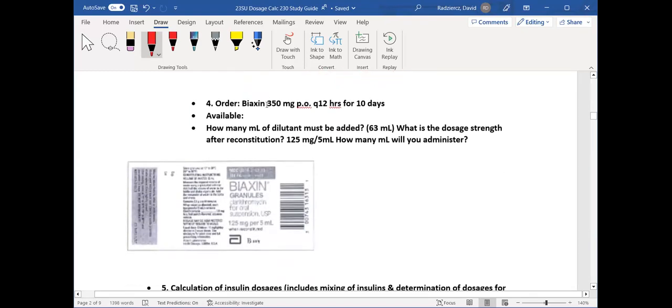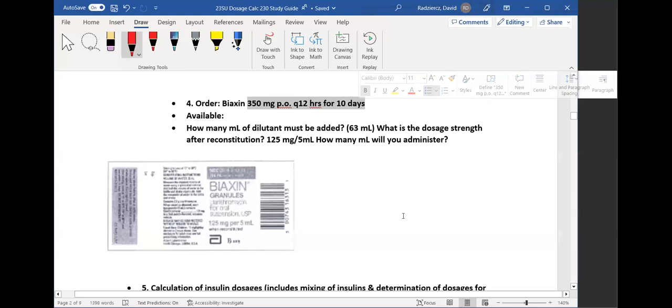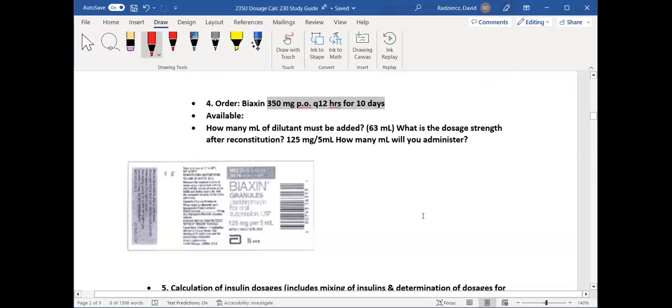This is a similar question. Now here it doesn't really tell us what this is. It just tells us, 350 milligrams by mouth every 12 hours. And then it has some other questions. So this is kind of like a reconstitution question, sort of, but I think the way this question was put together wasn't exactly helpful for you. But if I'm looking at this, I'm seeing Biaxin granules for oral suspension. So this is actually an oral suspension question, not an injectable question.